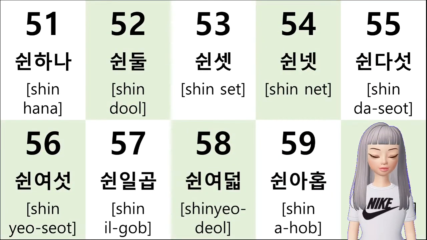The same pattern goes on for 51, 쉰 하나. 52, 쉰 둘. 53, 쉰 셋. 54, 쉰 넷. 55, 쉰 다섯. 56, 쉰 여섯. 57, 쉰 일곱. 58, 쉰 여덟. And 59, 쉰 아홉.